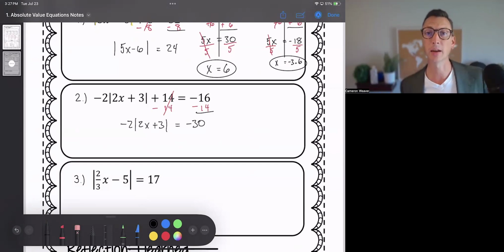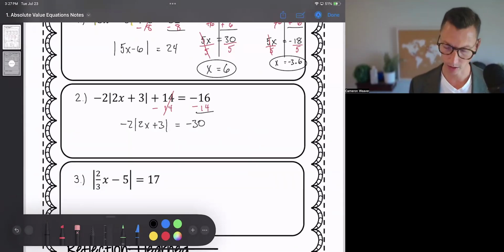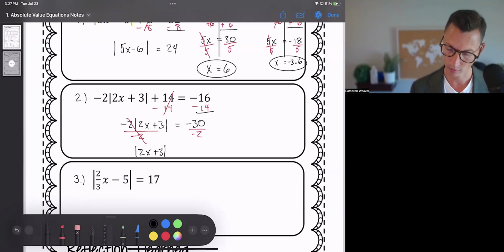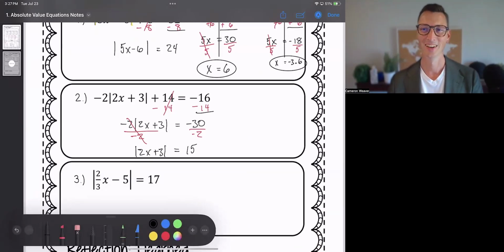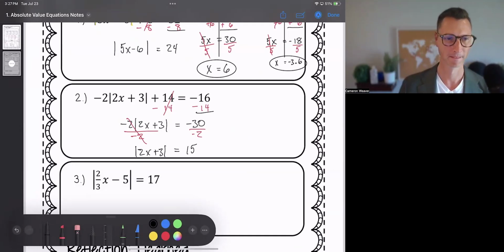Okay. Now we need to continue to work towards isolating those absolute value bars because they're still not by themselves. The negative 2 is side by side with the absolute value. It means that they're being multiplied. We have to do the opposite. We have to divide. So here we divide by negative 2. That leaves us with the absolute value of 2x plus 3 is equal to a positive 15. All right. Now that we have isolated the absolute value bars, now we can write it twice.